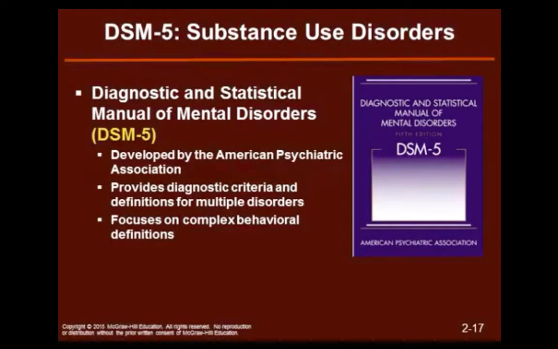Now, when we look at the clinical definitions of substance use disorders, we're going to be looking at DSM-5. This is the Diagnostic and Statistical Manual of Mental Disorders, the 5th edition, abbreviated as DSM-5. This is the defining document of the American Psychiatric Association, and it provides the diagnostic criteria and definitions for many psychiatric disorders, well beyond the scope of the substance-related issues we'll be talking about here in class. And it has very complex definitions, which is typical when we talk about psychiatric disorders.